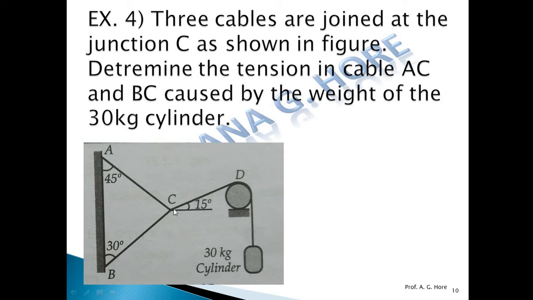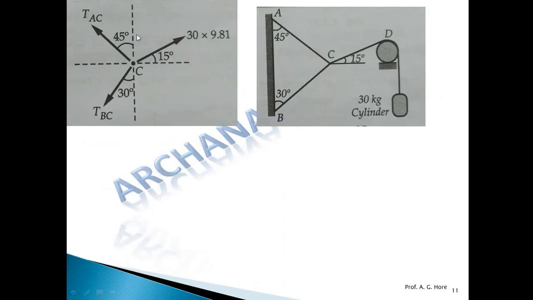So draw the FBD at point C using this tension, and the angles of AC and BC are given in the numerical. Use these angles to draw the FBD. This is equal to 30 into 9.81. Same tension here, and at C, tension is always away from the joint C. So 30 into 9.81. The angle is 15 degree, that is given. Here the angle of AC with the vertical is 45 degrees, so this angle is 45 degree. And this cable BC has an angle of 30 degree, so this is 30 degree.